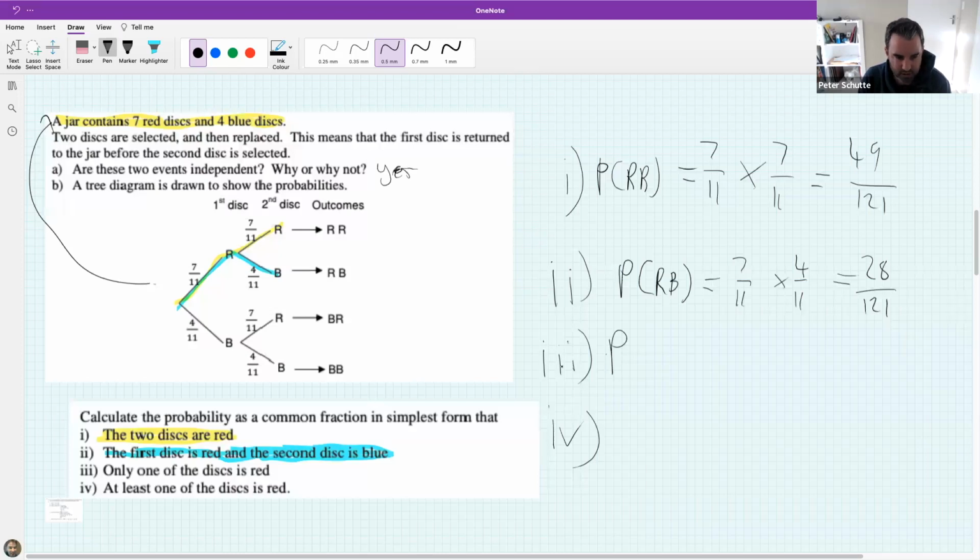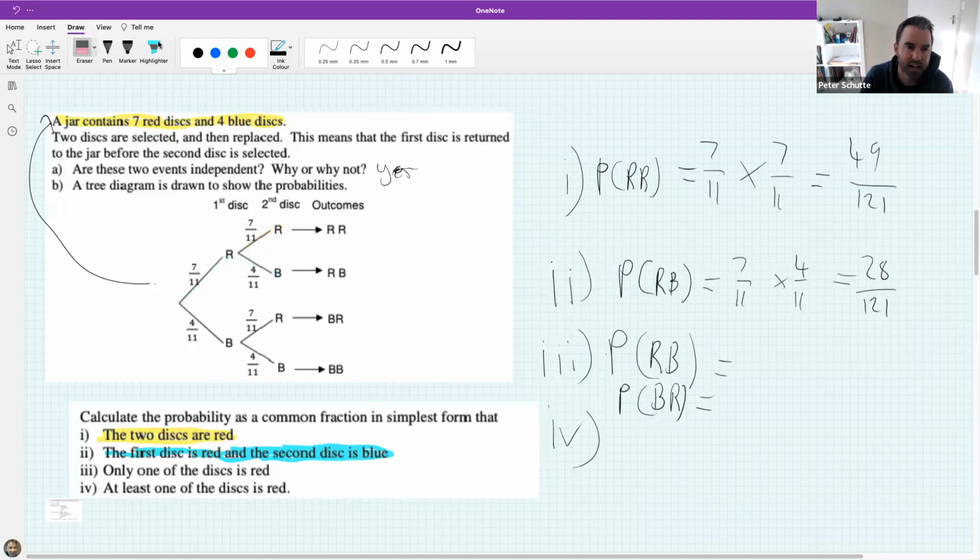Cool. Let's do the next two. So what is the probability that only one of the discs is red? Now, I think there are two possible favorable outcomes here. You need to know the probability of getting red and then blue, or the probability of blue and then red, and then add them together, because only one of the discs is red is going to be these two possible pathways.